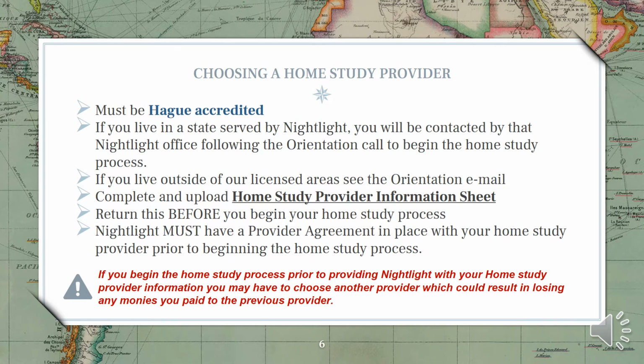This is a very important note. If you begin the home study process prior to providing Nightlight with your home study provider information, you may have to choose another provider, which could result in losing any money you paid to the previous provider.